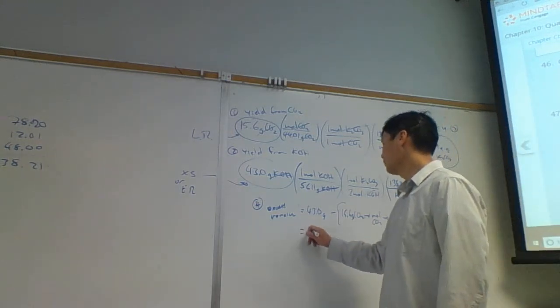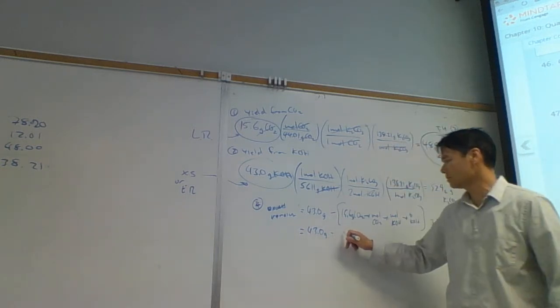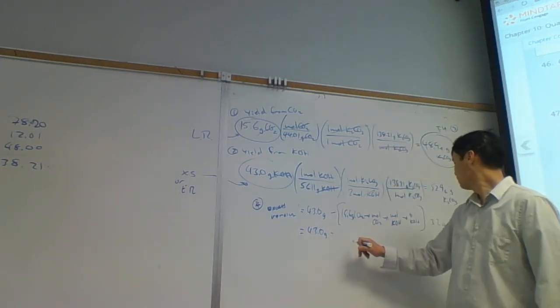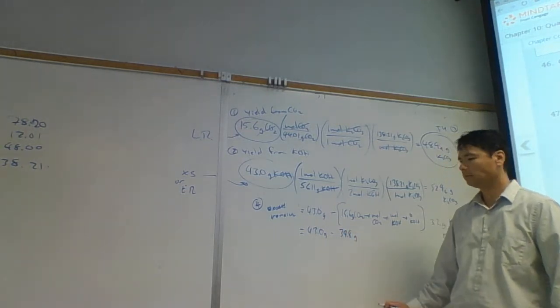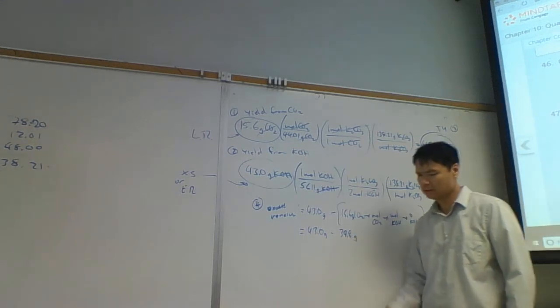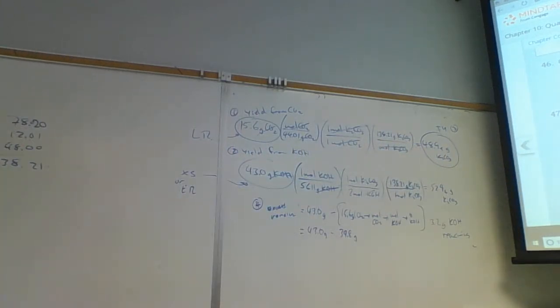And so we got 43.0 grams. How much was consumed? How many grams was consumed? 39.8. And so it's close. Just a little bit of excess. The little bit of excess is still waste. All right, that's an example of limiting reactant.